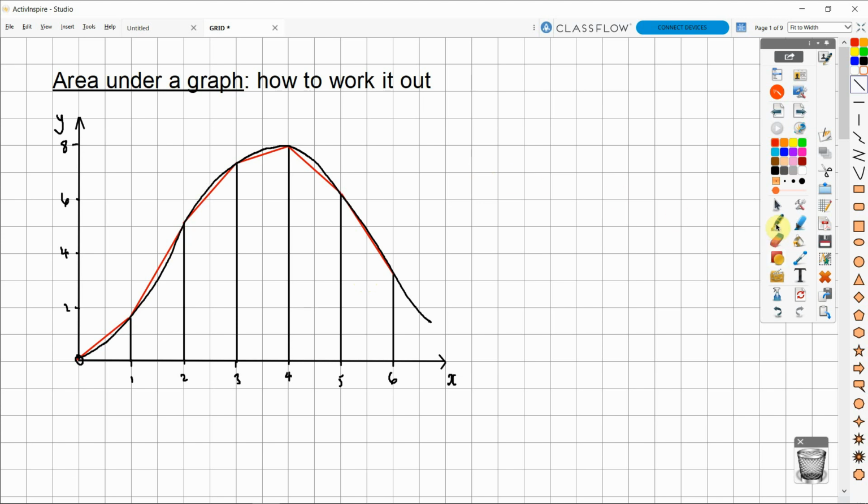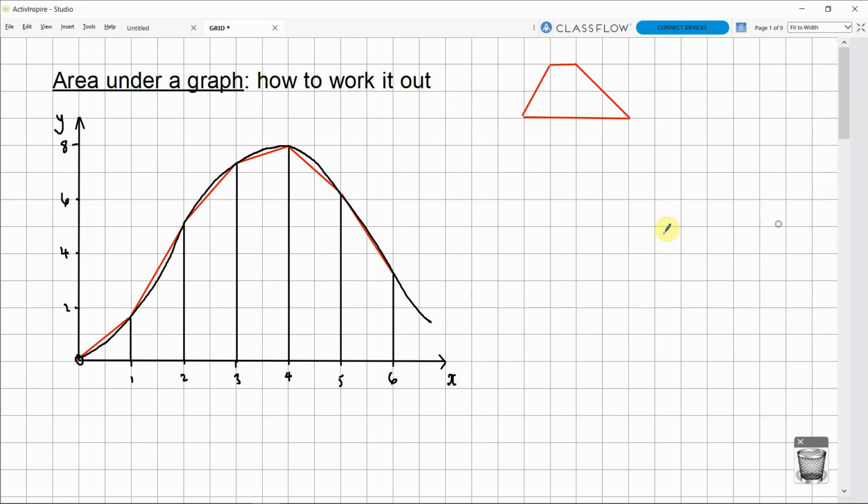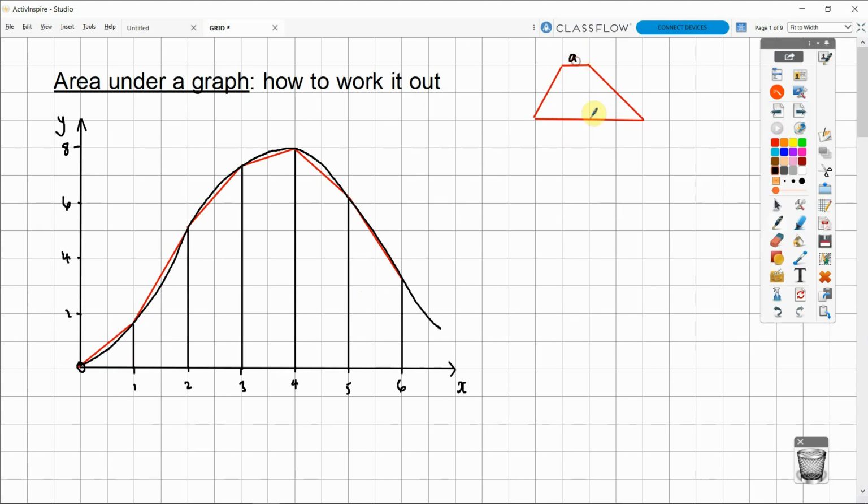Now the area of a trapezium, let's just review that before we go any further. You should know that if you have a trapezium, length a, length b, and a perpendicular height of h, then the area of this trapezium is a half of a plus b multiplied by h.